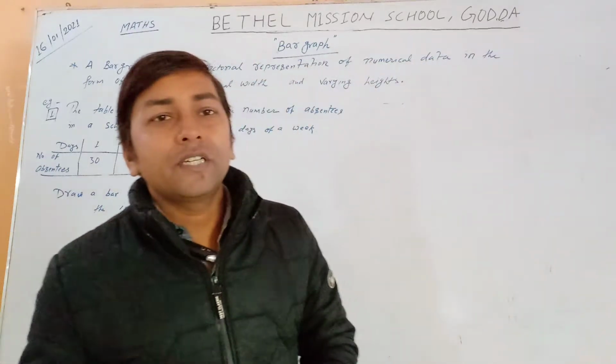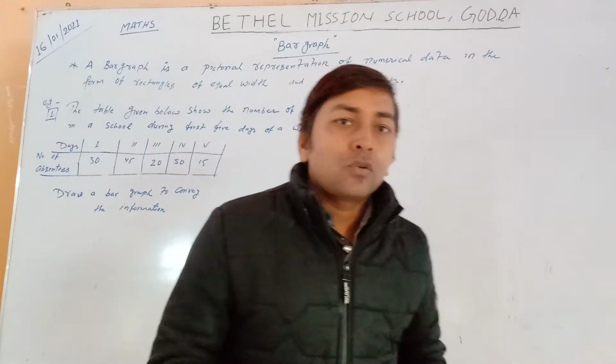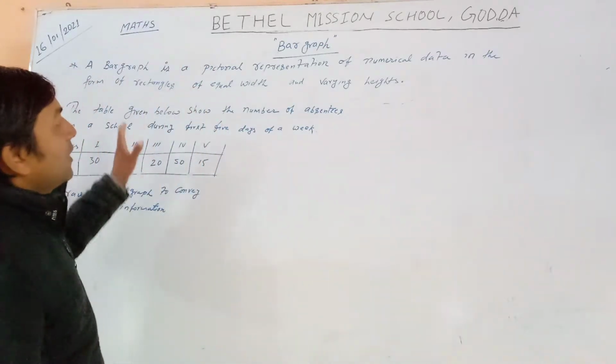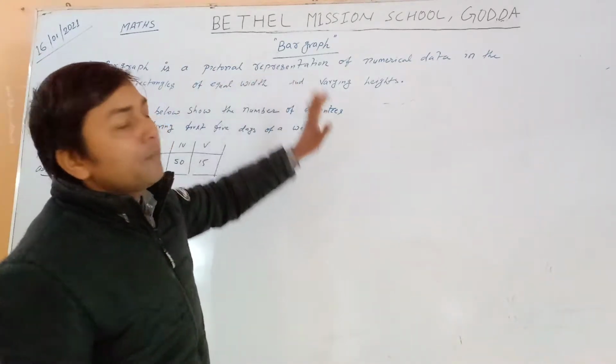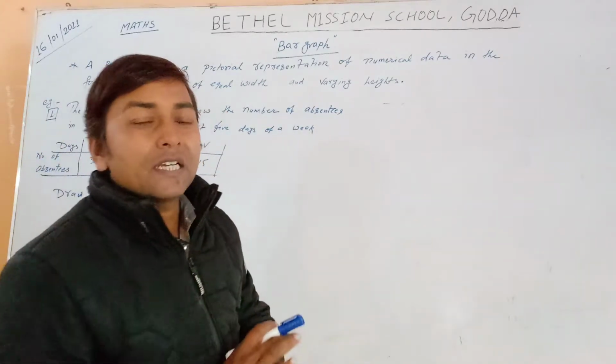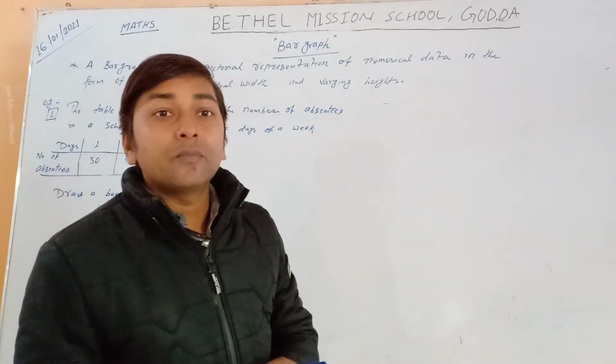Today I am going to teach you bar graph. Okay. So what is the bar graph? Bar graph is a pictorial representation of numerical data. Last video I had taught you what is the numerical data. The information given in numbers is known as the numerical data.